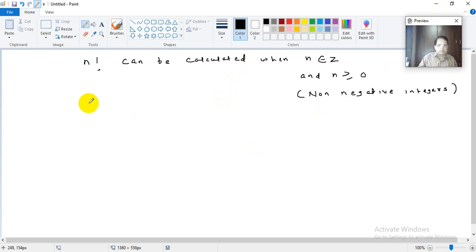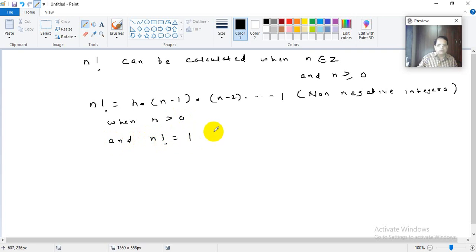So now see what we will say: n factorial is n into n-1 into n-2 and so on up to 1, when n is greater than 0, and n factorial is equal to 1 when n is equal to 0. So now that we have settled that 0 factorial is 1, once we know this, we can update this definition.